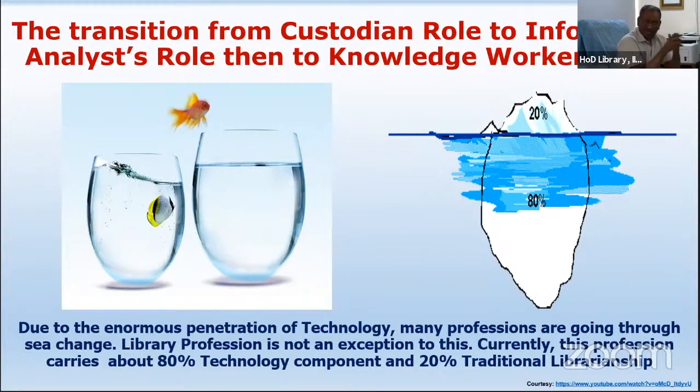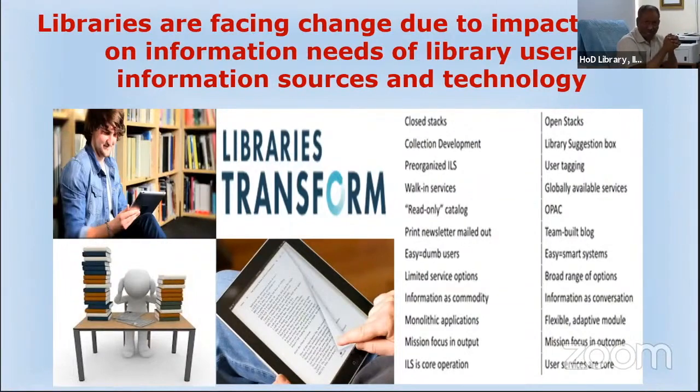Anyway, as you can see on this screen, there is a transition from the custodian role to the information analyst role, then to the knowledge worker role. Due to the enormous penetration of technology, many professions are going through a sea change. The library profession is not an exception to this changing scenario, and it is believed that about 80% of the work culture in libraries is ICT based, and 20% is basically traditional. So libraries are facing change due to the impact of ICT on information needs of library users, information sources, and technology.